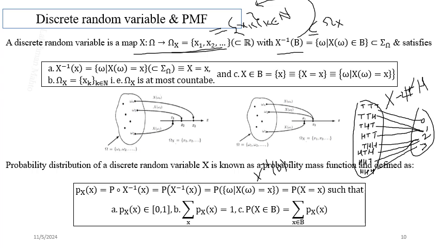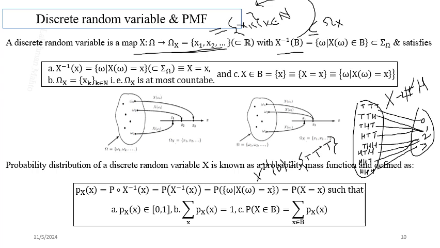What is this one? It is a set. It is just a singleton set containing TTT. Well, TTT is mapped to 0. I am not going into the definition; I am just trying to visualize what an inverse image is. So the inverse image of 0 is not an inverse function. It is a set in the domain, a subset of the domain.